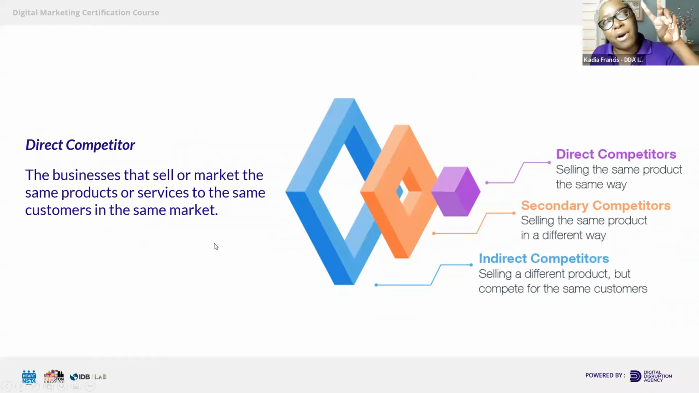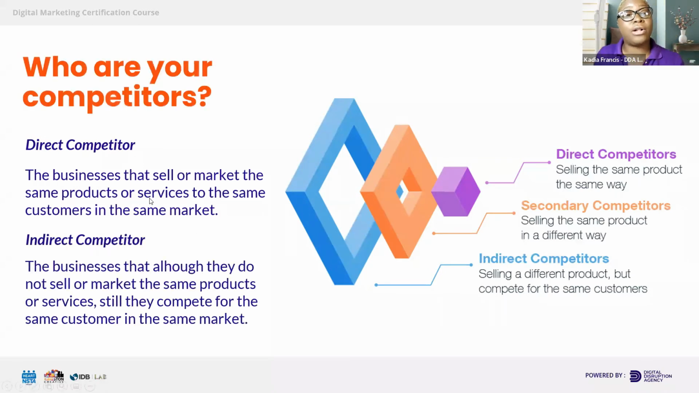So there are 2 types of competitor. The first one is your direct competitor. Your direct competitors are the businesses that sell or market the same products or services to the same customers in the same market category or in the same market. Indirect competitors are the businesses that, although they do not sell or market the same products or services, still compete for the same customer in the same market. And I'll explain.